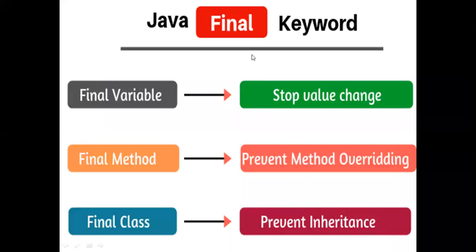So the final keyword has three main uses. It can be used before a variable, before a method, or before a class. When we use the final keyword before a variable, the variable becomes constant. Before a method, we can prevent method overriding. Before a class, we can prevent inheritance. Let us see all these things with the help of some examples so that you can understand them perfectly.